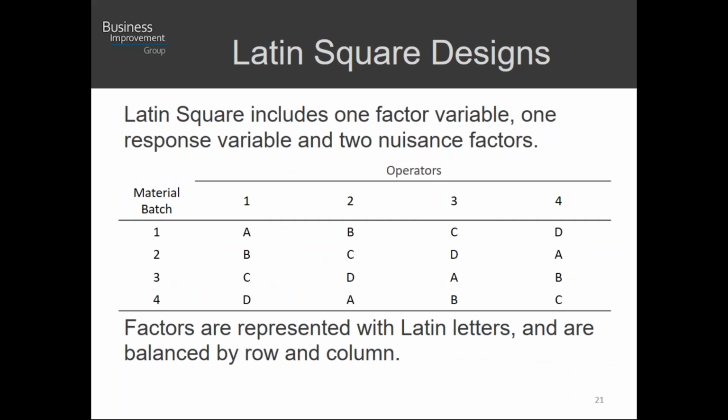There's a little bit more sophistication in this design. And again, you don't have to know how to do it. There are books, lookup tables, things of that nature that give this to us. But the Latin square allows us to set up an experiment when we have two nuisance factors.